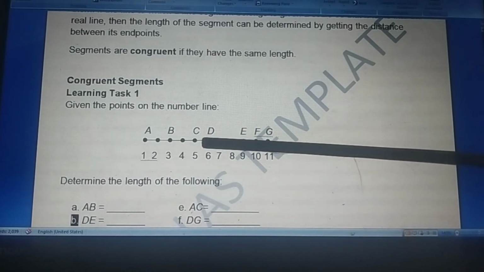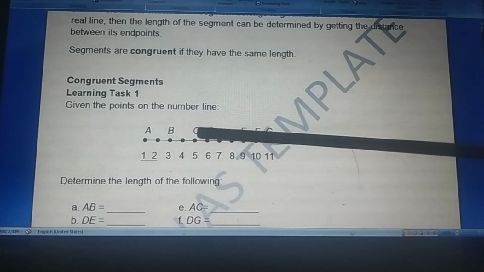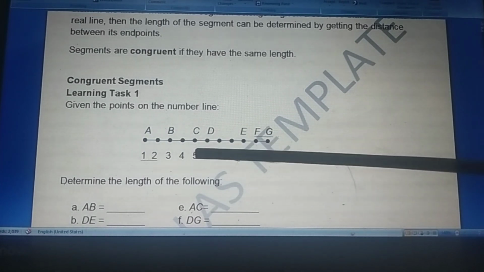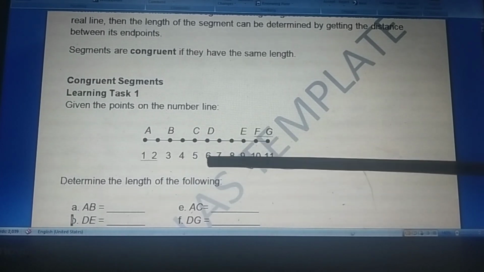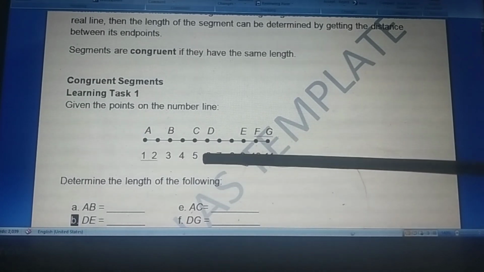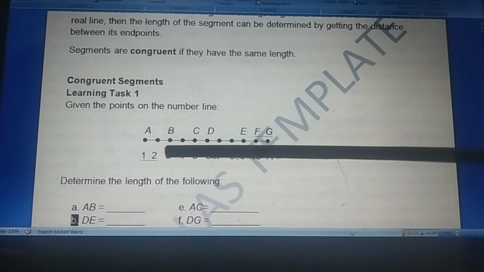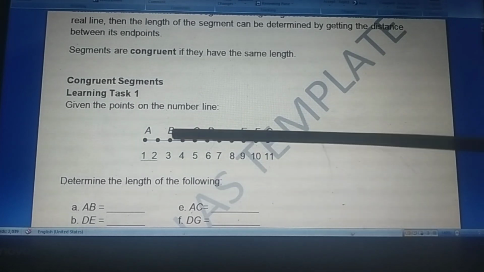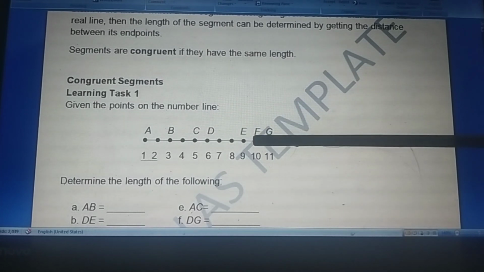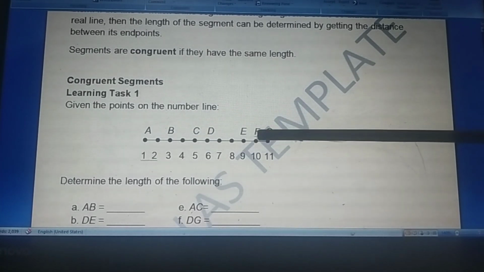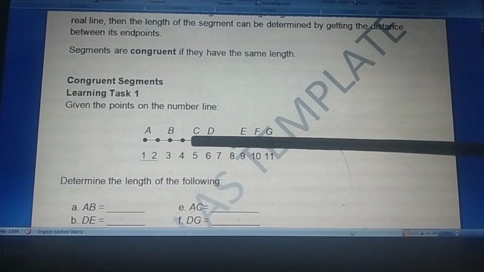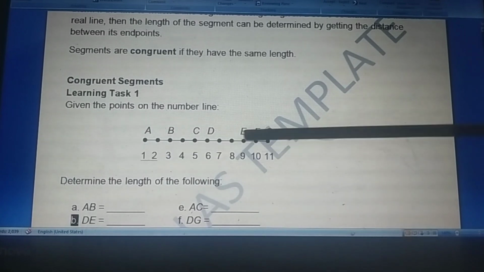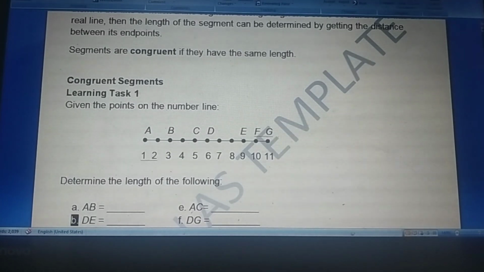So we can do skip counting. Start 1, 2, 3, 4, 5, or by subtracting its coordinates. 6 minus 1, that is equivalent to 5. Or let's say BF. What is the length of segment BF? So skip counting 1, 2, 3, 4, 5, 6, 7, or simply subtract 3 from 10. So 10 minus 3 is equal to 7.